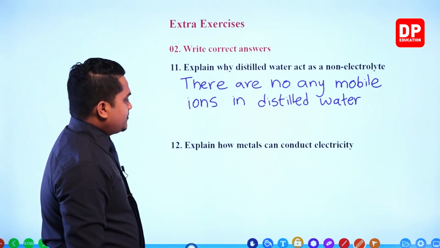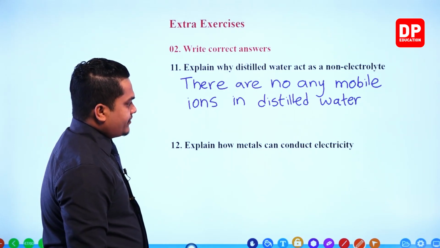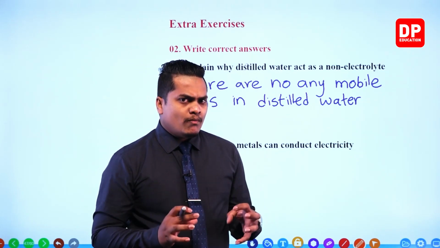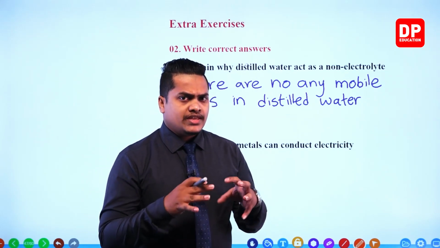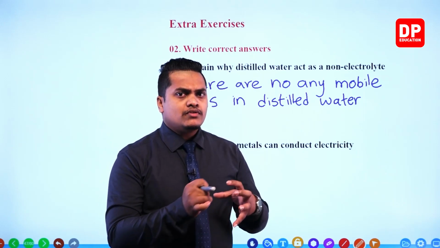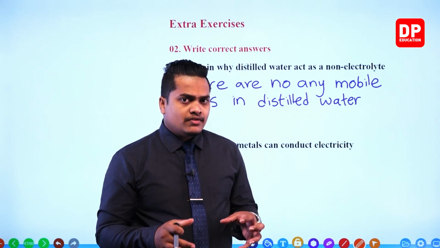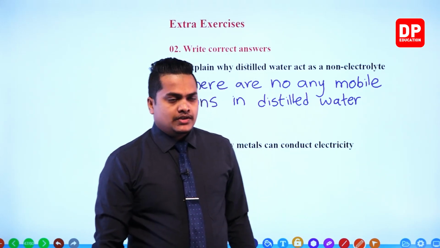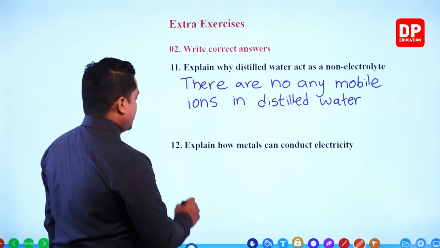Right? Explain how metals can conduct electricity. Very simple. Metals have mobile electrons. So, therefore, electrons will facilitate the conduction of electricity. Okay. So, we can write the answer.